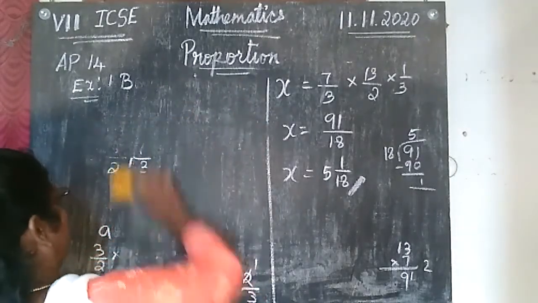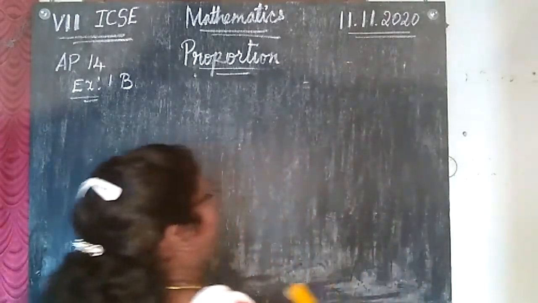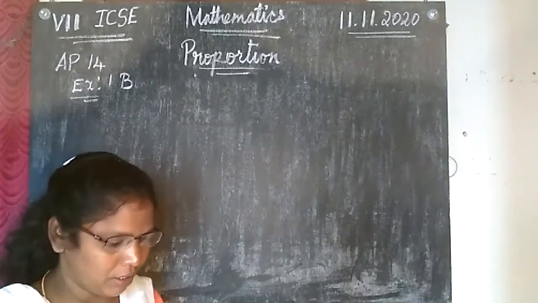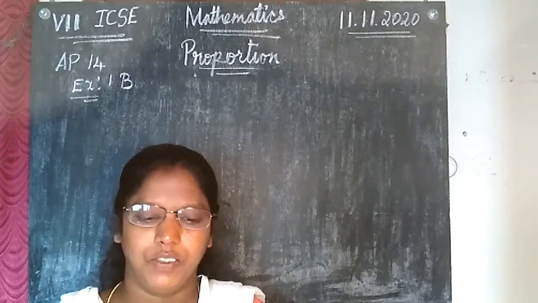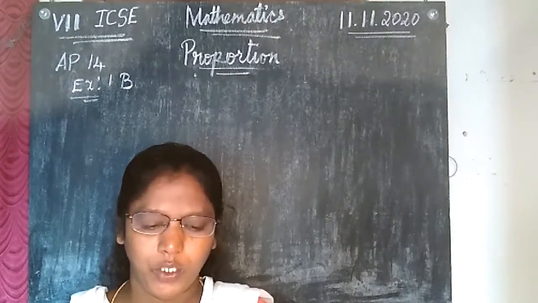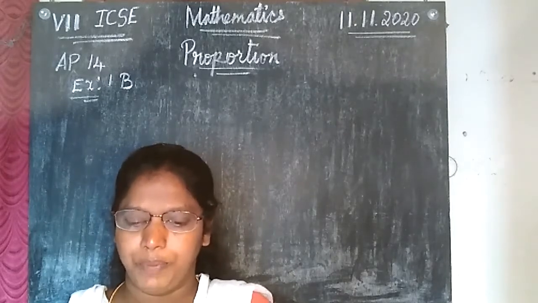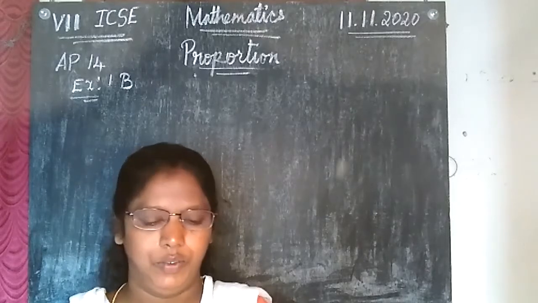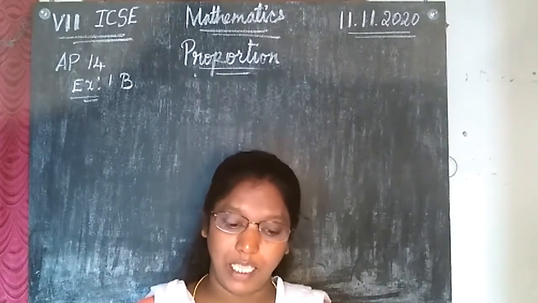Third question. Let me read the question now. Take page number AP15, next page, first, third one. Find the quantity to which 40 minutes bears the same ratio as rupees 3.60 bears to rupees 5.40. That means a quantity bears to which 40 minutes bears the same ratio.